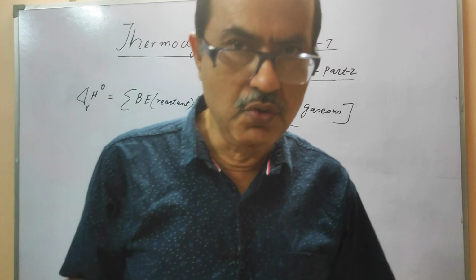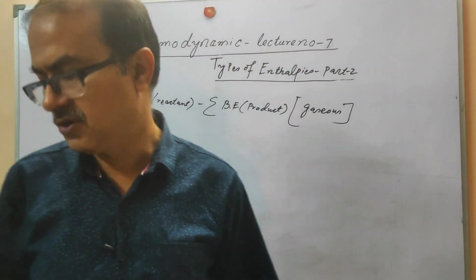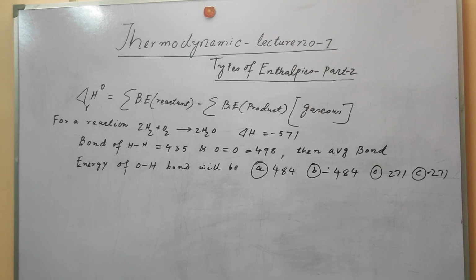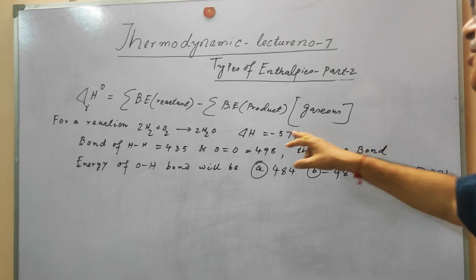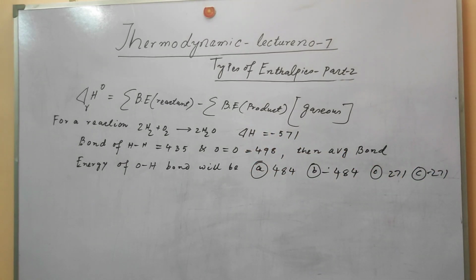So now we will do one numerical, and that will help you understand the concept more clearly. We have discussed bond enthalpies. Now, this type of related numericals will come. You have been given a reaction where the enthalpy change is given here, minus 571 kilojoule per mole.